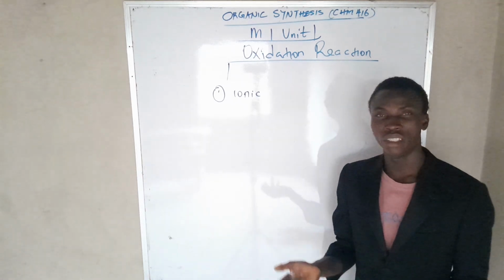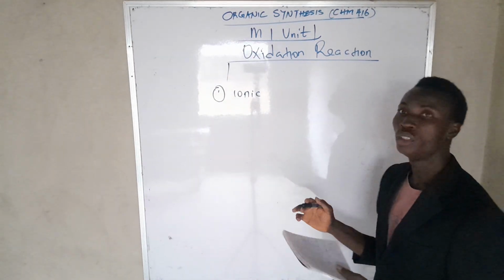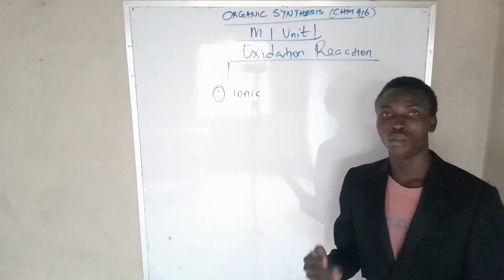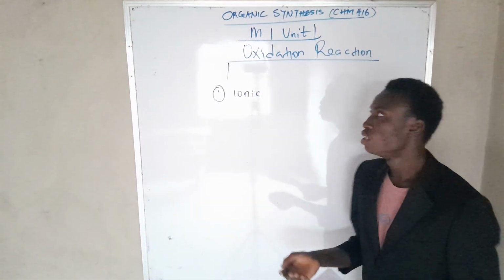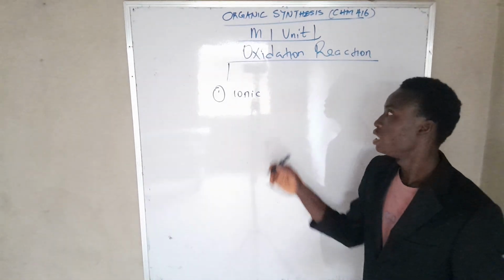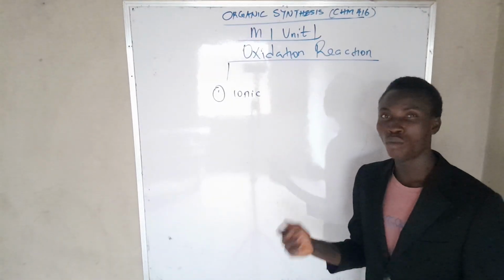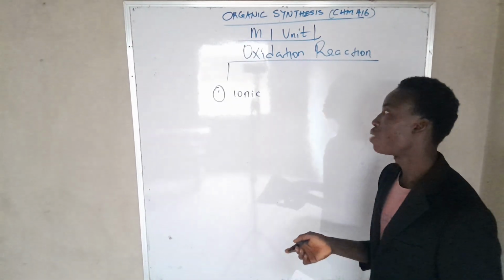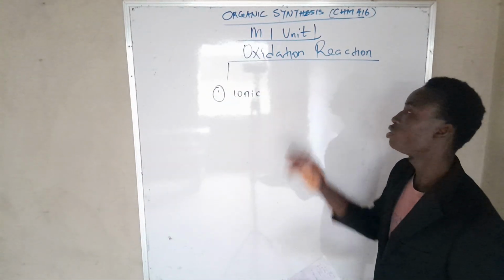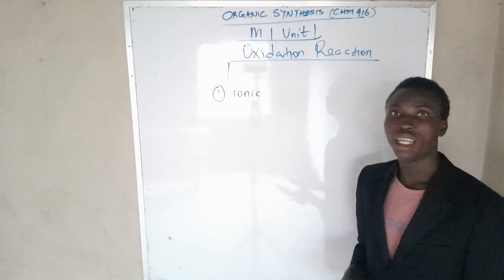There are about 4 definitions of redox reaction. But this course focuses more on how redox reaction affects organic related compounds in terms of what we call organic synthesis. With respect to that, we have the definition of oxidation reaction in inorganic compounds. But the course focuses more on organic related compounds. The ionic definition of oxidation reaction is the net loss of electrons.